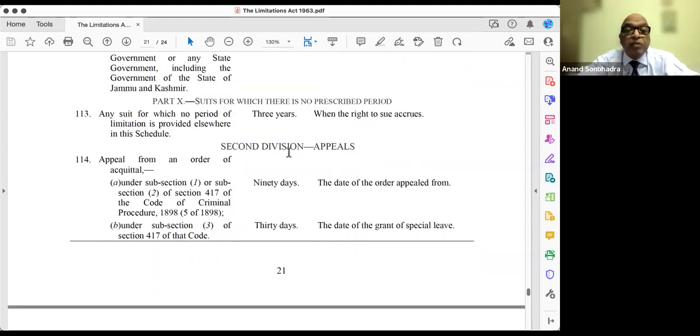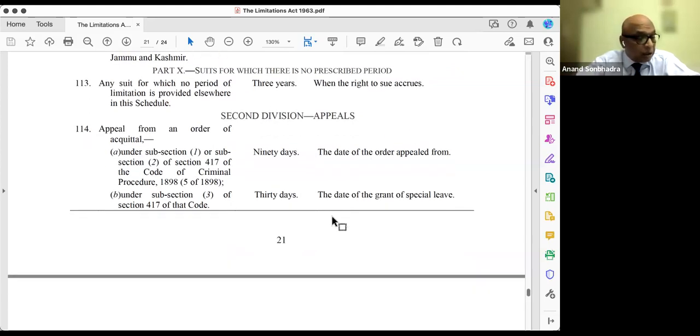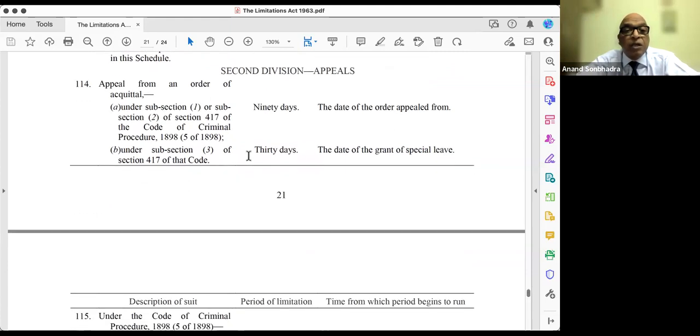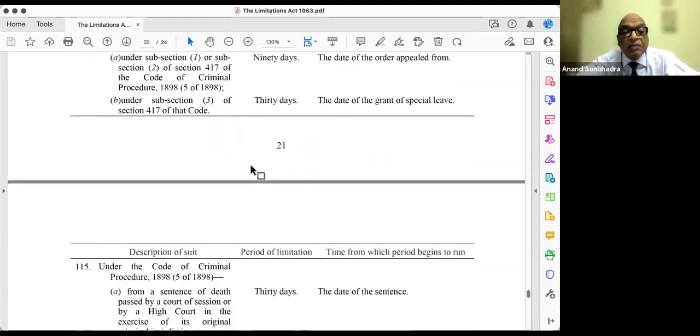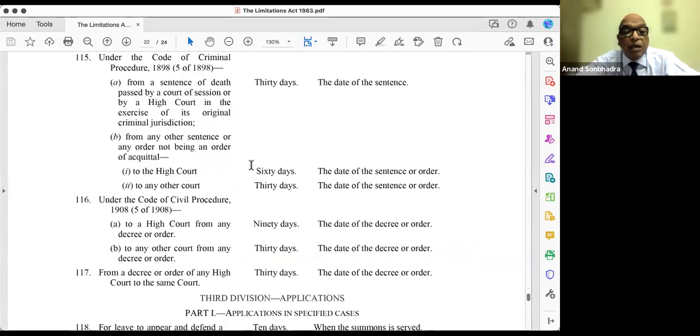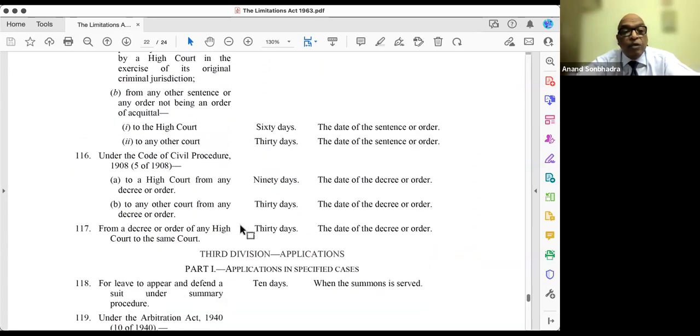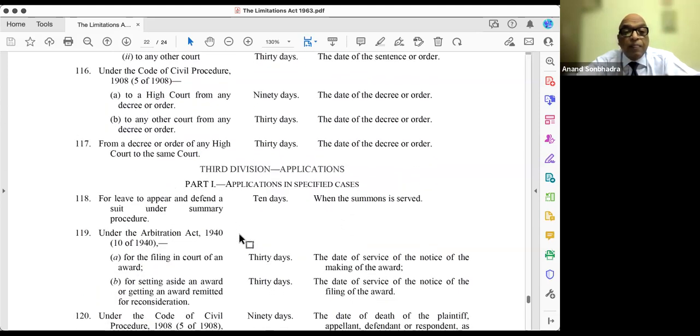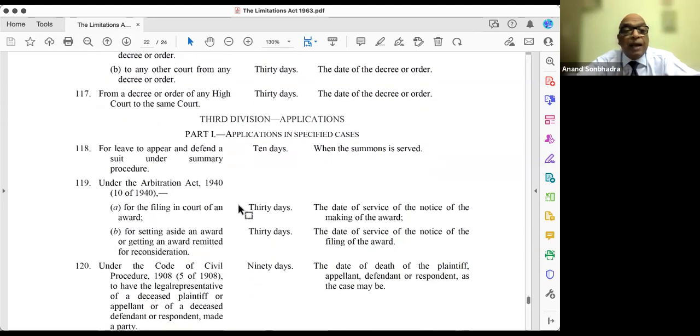Now, if you go to the second division, it covers appeals. Different legislation or acts like the IBC also specifically mention that to appeal to the appellate tribunal, 30 days time is given, and to appeal to the Honorable Apex Court, 45 days timeline is given. So barring those, this is a generalized timeline for appeals that has been given, and it's covered by Articles 114 to 117.